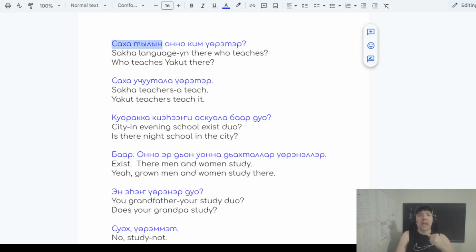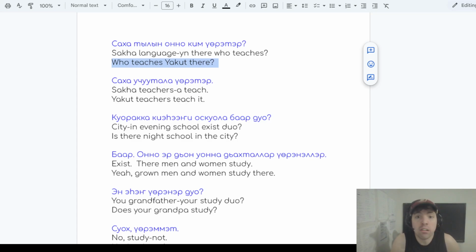Sakha ana kim öğretir? Who teaches Yakut there? Sakha uçutala öğretir. Yakut teachers teach it. Sakha uçutala öğretir.